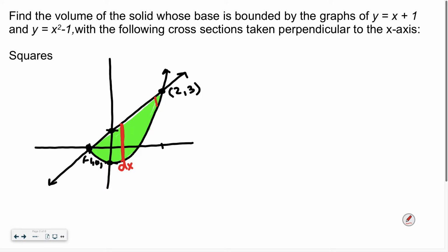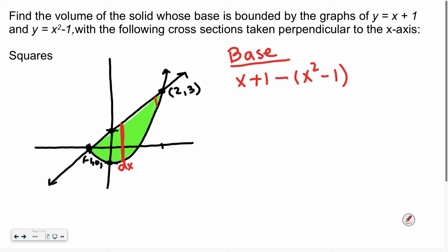Okay, so let's first talk about the base. The base for whatever we're working with is going to be the length of the rectangle that you draw. We've been doing this over and over again, right? In this case, we just need top minus bottom. So our top function is x plus 1 minus our bottom function, x squared minus 1. That's the base of whatever shape it may be.